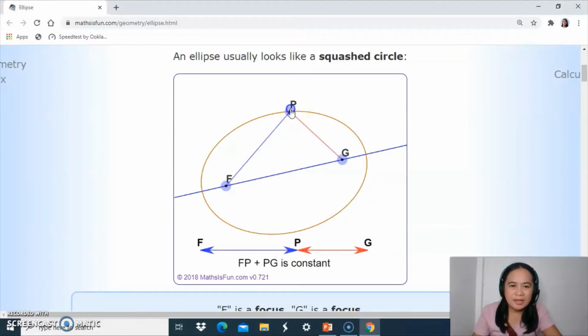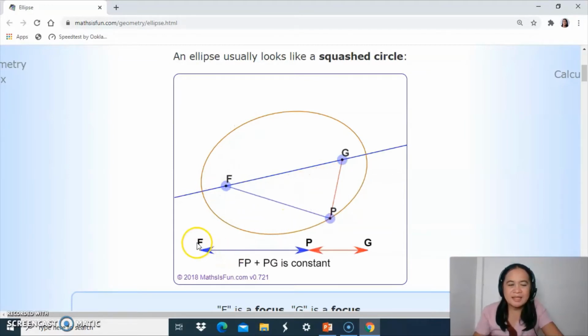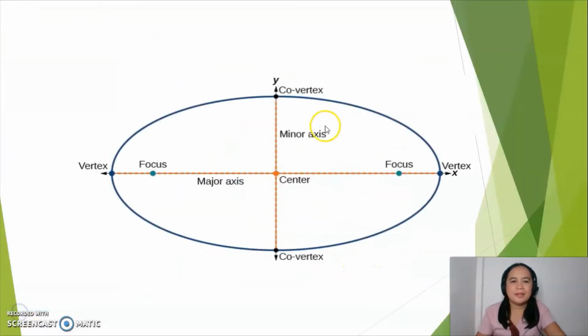Now take note as I drag this point anywhere on the ellipse, the distance from F to P and P to G will also adjust accordingly. But the sum of these two distances will remain equal. Now these are the basic parts of an ellipse. It has a center and it has major and minor axes.